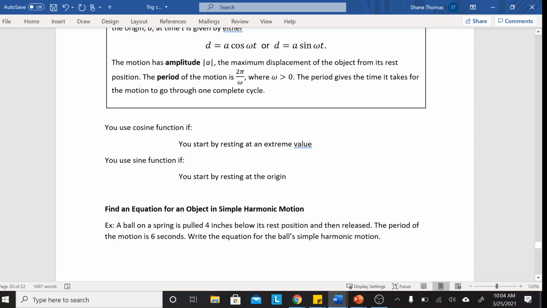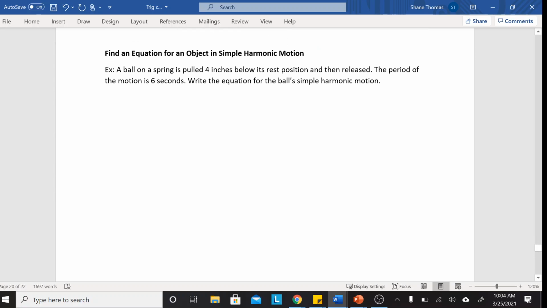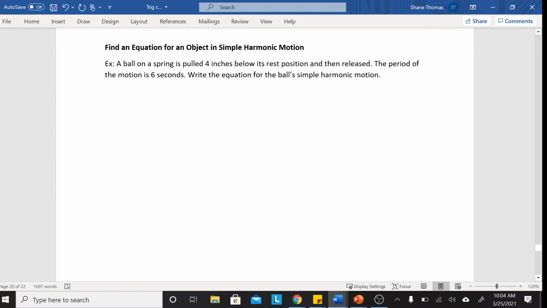So let's look at an example of this. We're going to find the equation for an object in simple harmonic motion. We have a ball on a spring pulled 4 inches below its rest position and then released. Period of the motion is 6 seconds. Write the equation for the ball's simple harmonic motion. All right, so they pretty much gave us a lot of this stuff already, didn't they? We just kind of have to plug it in.